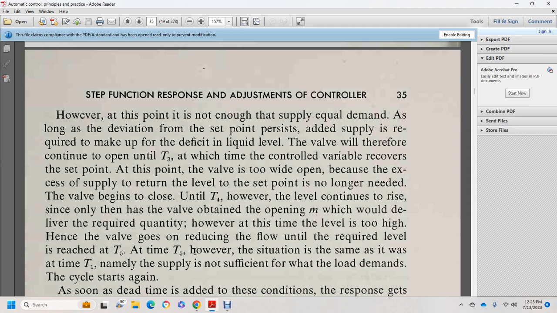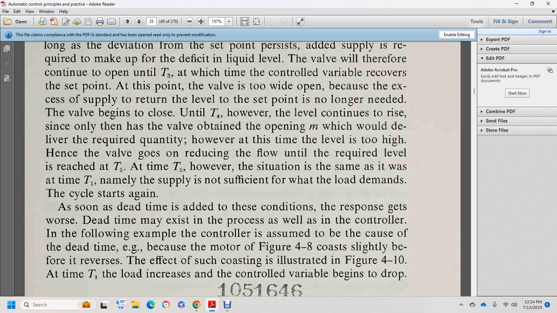At this point the valve is wide open, and because the system supply has returned the level to the set point, there is no longer a need for it, so the valve begins to close at time 4. The level continues to rise since the valve only has the opening matching M, which is more than the required quantity. The level rises above the set point, the valve reduces the flow to reduce the level, and in time interval 5 the situation is the same as in time interval 1, namely the supply is insufficient for the load demand, and the cycle starts again.